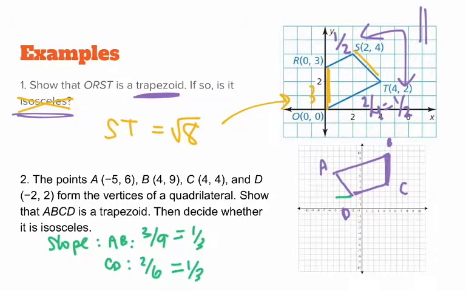All right, so taking a look at AB, that has a slope of 3/9, which reduces to 1/3, and CD has a slope of 2/6, which also reduces to 1/3. Same slope. Those lines are parallel.